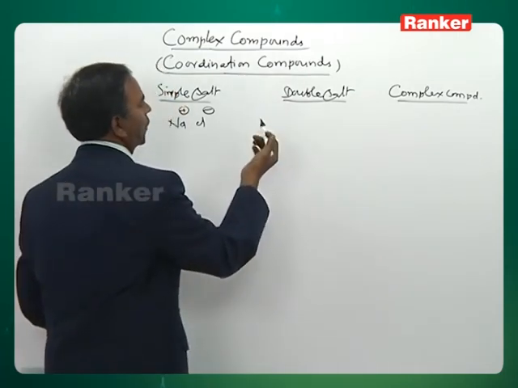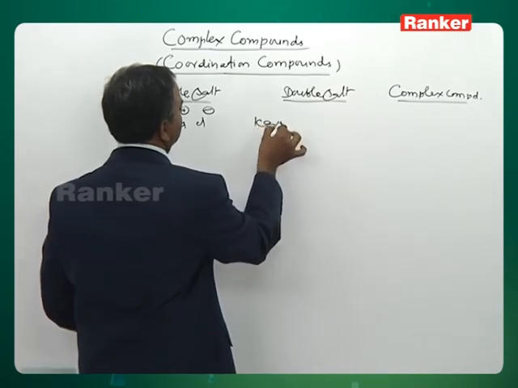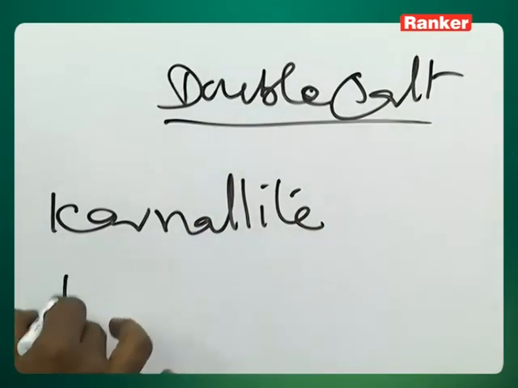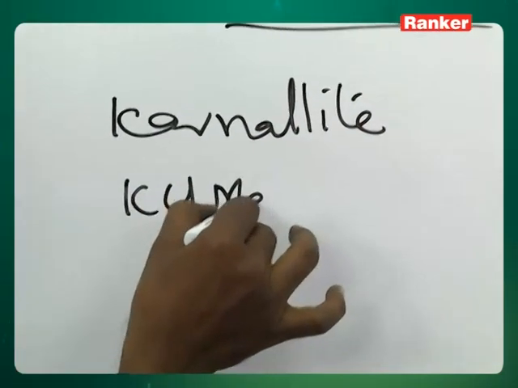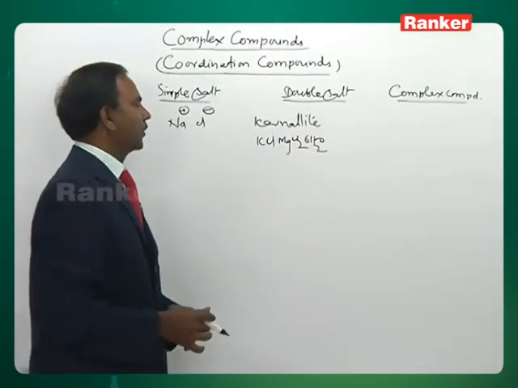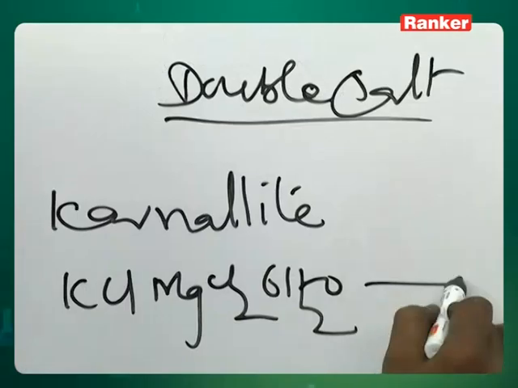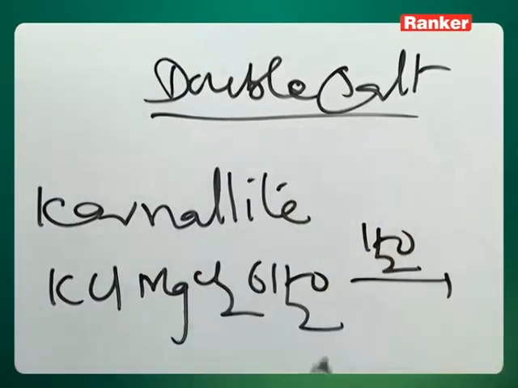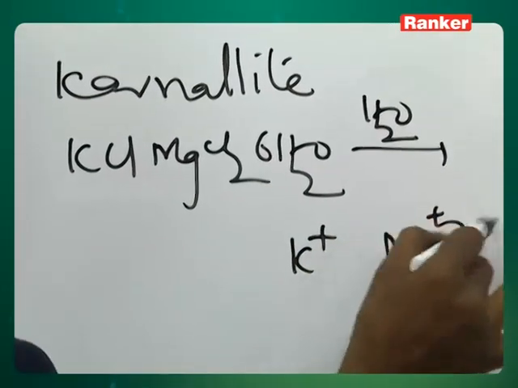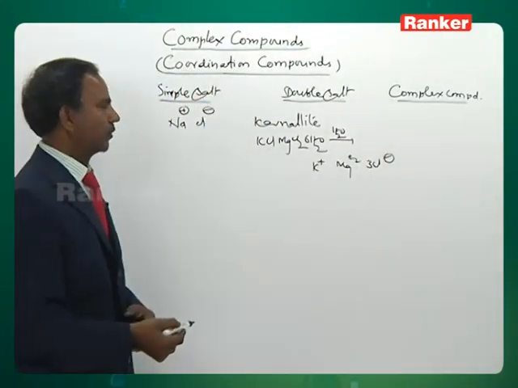Let me show one or two examples. Let us consider the first example, carnallite. It is nothing but KCl, MgCl2, 6H2O. Once you put it into an aqueous solvent like water, it completely ionizes to produce K+, Mg2+ and 3Cl- ions.